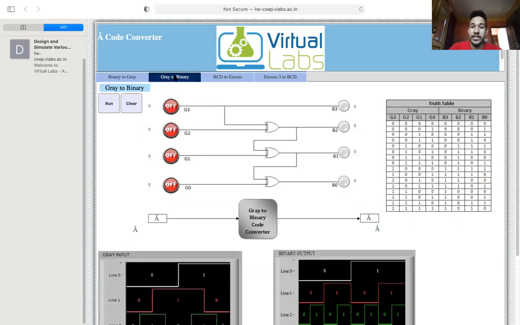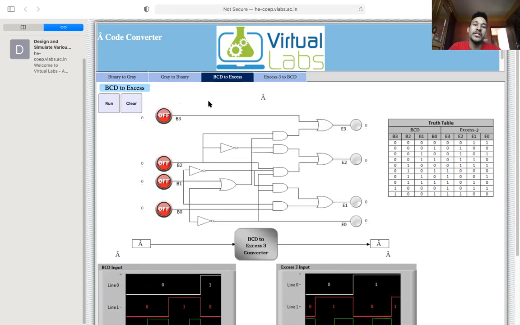Similarly, gray to binary. Let's take any. Now I'm keeping this fourth one, where the Z1 and Z0 inputs are high and the others are low. Let's run it. Now the corresponding binary of the given gray code is 0010. And does it match? Yep, 0010.